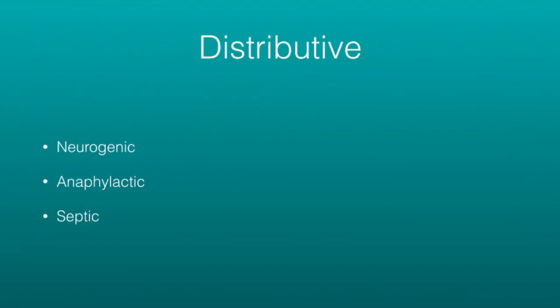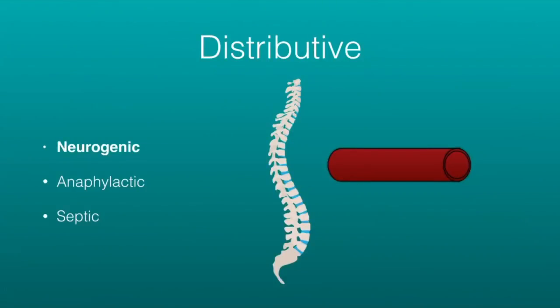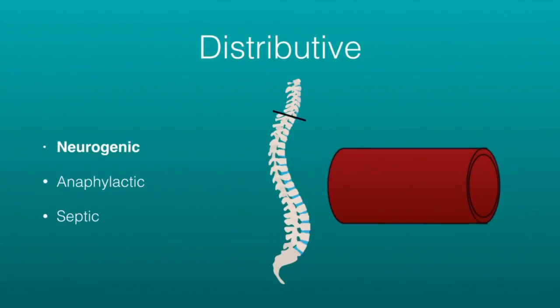With distributive shock, the pipes or the blood vessels are damaged or not normal diameter and can't send blood where it needs to go. This can be due to neurogenic, anaphylactic, or septic causes. With neurogenic shock, we have damaged part of the spinal cord, and normally the sympathetic and parasympathetic keep a balance and keep your blood vessels in the right diameter. This allows the blood to go to the right places at the right time. When the spinal cord gets damaged, the blood vessels no longer have sympathetic control, and the parasympathetic takes over and the blood vessel dilates.